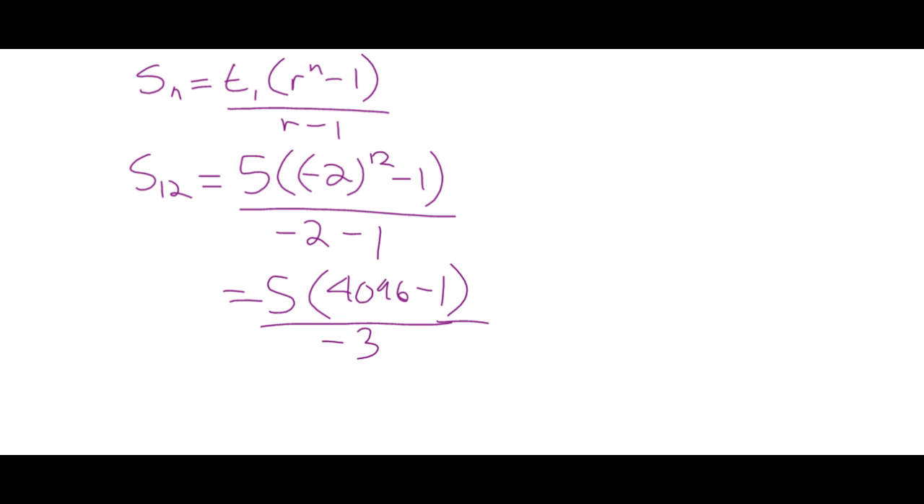Well, you did it wrong. Your bracket's in the wrong place. You're going to go 5 bracket. I mean, you don't need to go 4096 minus 1. Surely you can do that in your head. So it's 5 times 4,095 divided by -3. Right. See, I knew it was bigger than what you said it was, because look, what do we got? We got like 20,000 over 3. That's like 6,000 something.